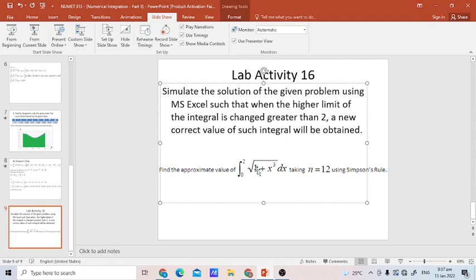So this is just similar to lab activity 15. For lab activity 15, we use the trapezoidal rule. For lab activity 16, we will use Simpson's rule.